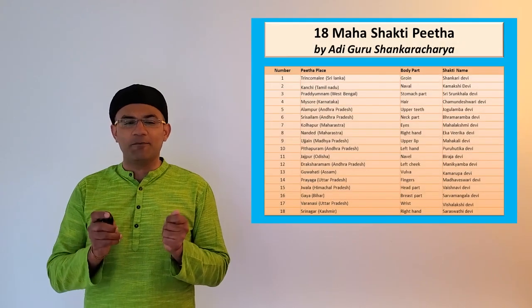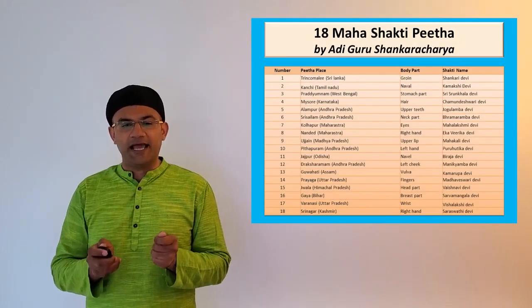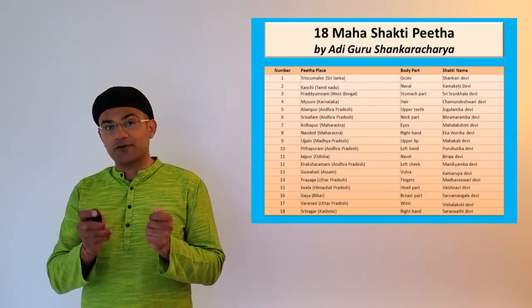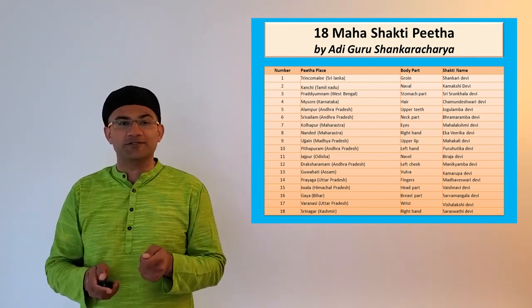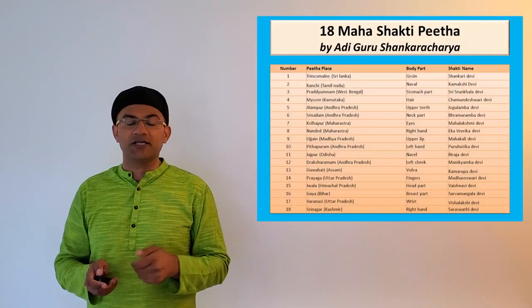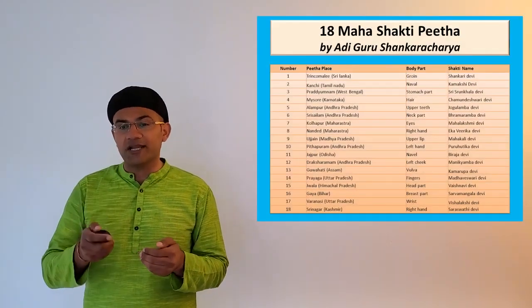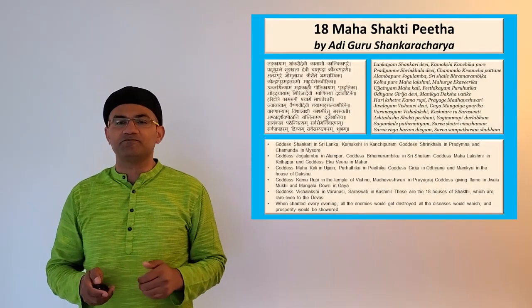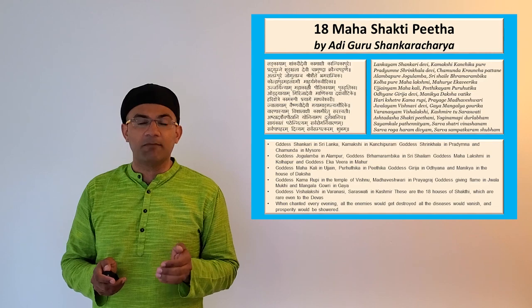Having said that, Adi Guru Sankaracharya came up with a very clear list of 18 Mahapithas, and some of them are also from Skanda Puran. So what are those 18? You can see clearly the list here, 18 Mahashakti Peeth. Adi Guru Sankaracharya wrote a very clear list in shlokas, which are shown there as well. So that's the 18 Mahashakti Peeth.